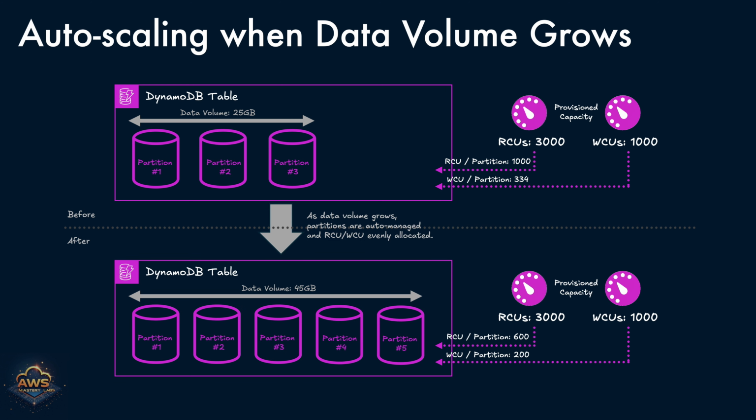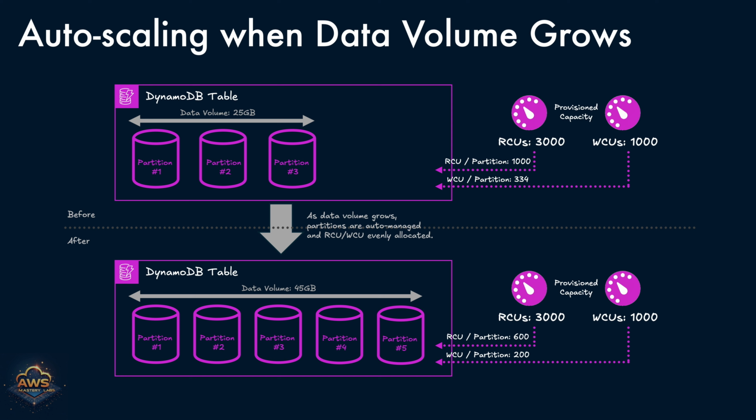As the table size increases from 25 gigabytes to 45 gigabytes, DynamoDB responds by splitting the data across 5 partitions. This automatic scaling is triggered because a single partition can only handle up to 10 gigabytes of storage, and the original 3 partitions would exceed their combined 30 gigabytes limit with this new data size. By expanding to 5 partitions, DynamoDB ensures that each partition now holds approximately 9 gigabytes of data, staying well within the system's storage thresholds. Importantly, this repartitioning maintains optimal read and write performance.